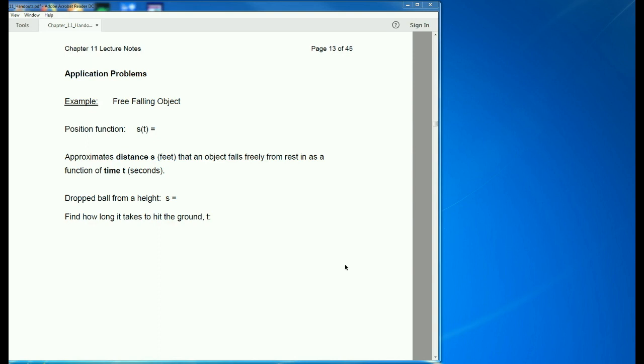So anyway, Chapter 11 handouts, we left off on page 13. We're still in section 11.1. And the last little topic here is application problems. And actually, these are pretty much a piece of cake, especially compared to what we had done previously, the completing the square technique. They basically will just give you a function and they want you to calculate something based on that function. So a very common example is a free falling object.